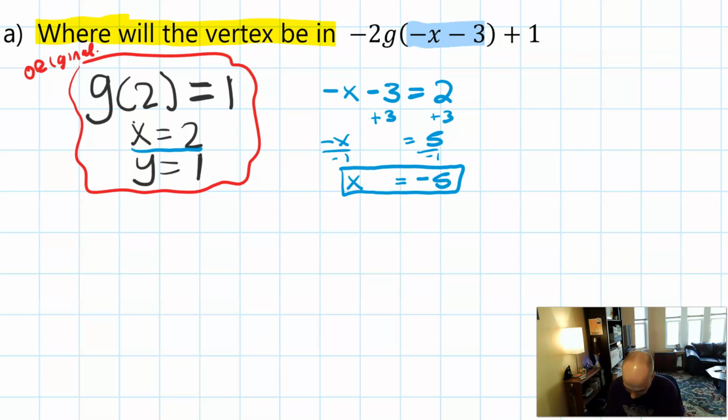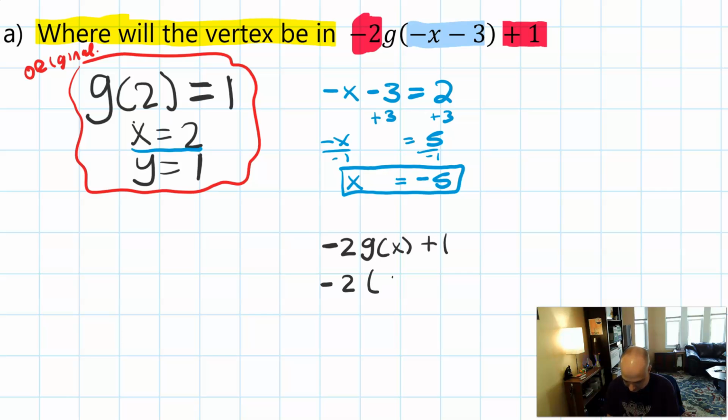So the y-coordinates are looking at the transformations negative 2g, blah, blah, blah, plus 1. So now I know that g of 2 is equal to 1, so I'm going to do negative 2 times g of x plus 1. That's going to be negative 2 times 1 plus 1, which is negative 2 plus 1, or negative 1. I guess I should write y equals. So that's going to tell me the new y-coordinate.